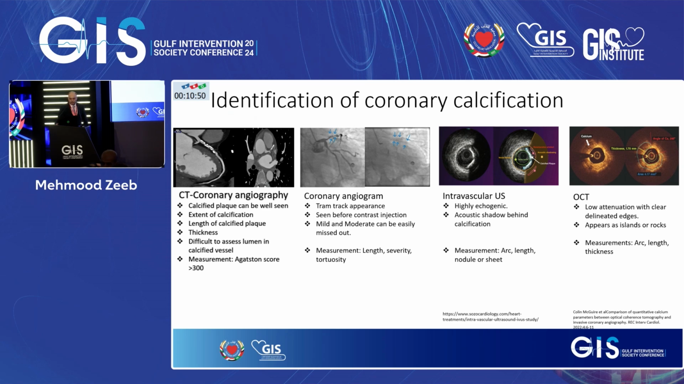Coronary angiography shows a tram-track appearance, and it can help measure the length, severity, and tortuosity of the calcified lesion. IVUS and OCT are both very helpful to measure the arc length and the nature of the calcification in the coronary arteries. The additional benefit of OCT is that you can also measure the thickness of the calcification.